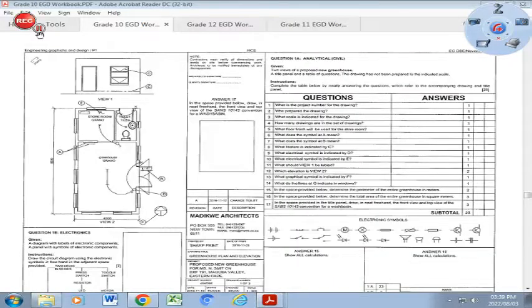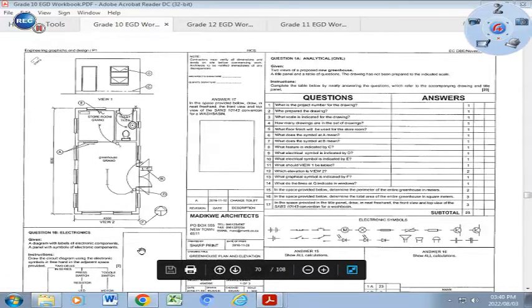Grade 10s, we are looking at another analytical question, and here we have a floor plan and an elevation on your left hand side, and we have a list of questions here on your right hand side with the empty spaces where you are going to fill in all your answers, which you will retrieve from either the floor plan or you will have it in your title bar at the bottom here. So let's zoom in and look at what those questions are.